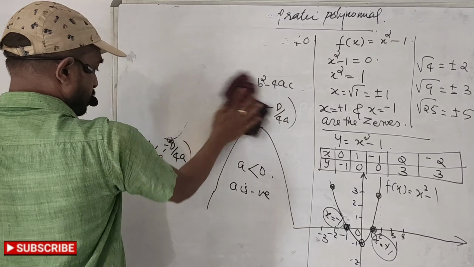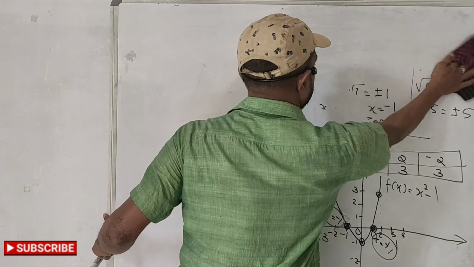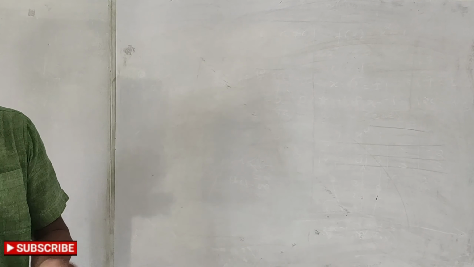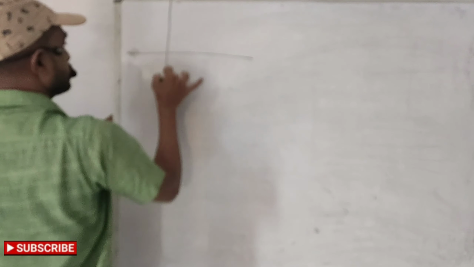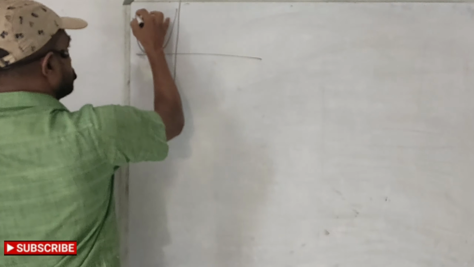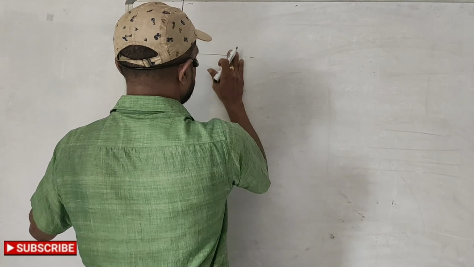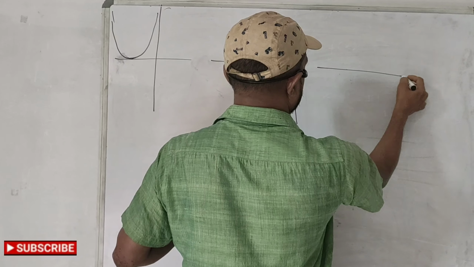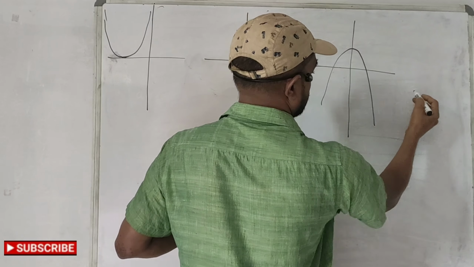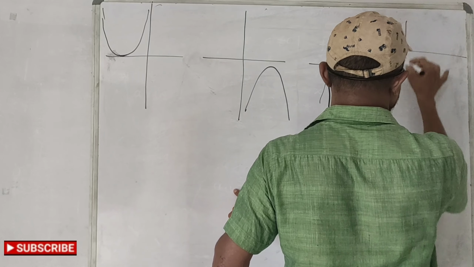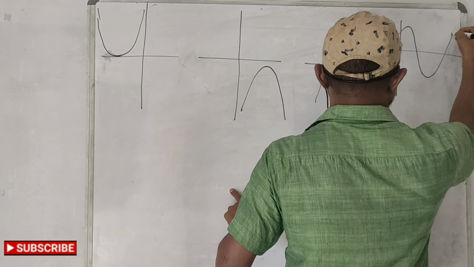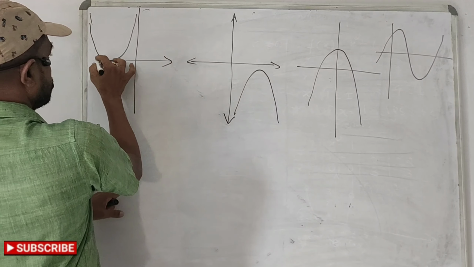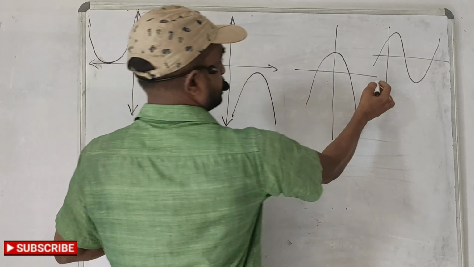Now let us see some questions based on this. Suppose we are given four graphs. See, one graph is like this, and the second graph is like this, and the third graph is like this, and the fourth graph is this. So these are the four graphs given in the question.